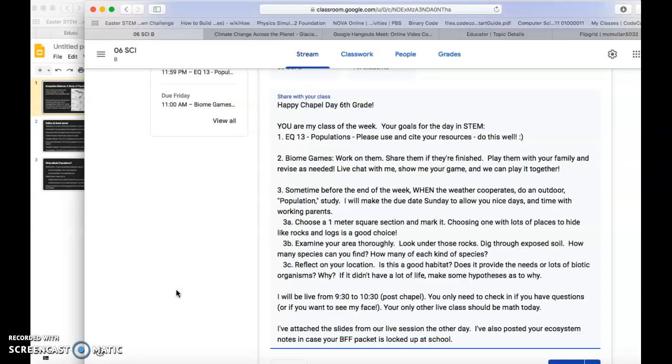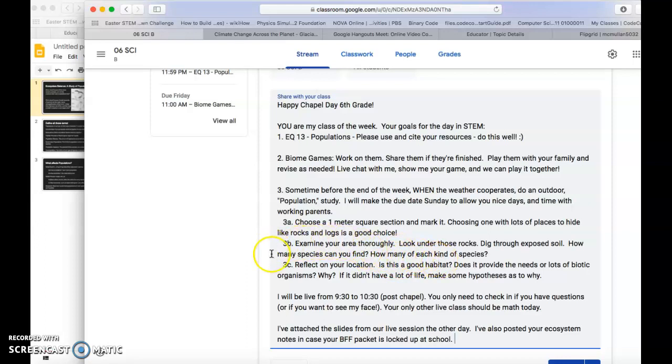Under a bunch of rocks and logs or dead and decaying things, maybe you have a compost bin and you want to dig through there. Choose something that you think will be interesting. Then you're just going to examine your area thoroughly. Look under rocks, expose the soil. How many species can you find and how many of each kind of species?